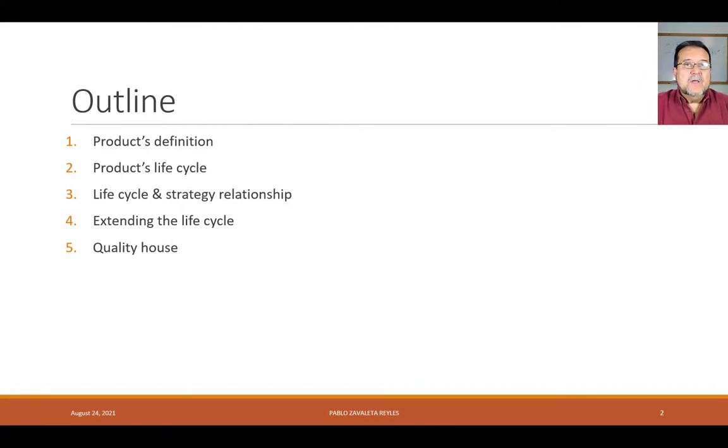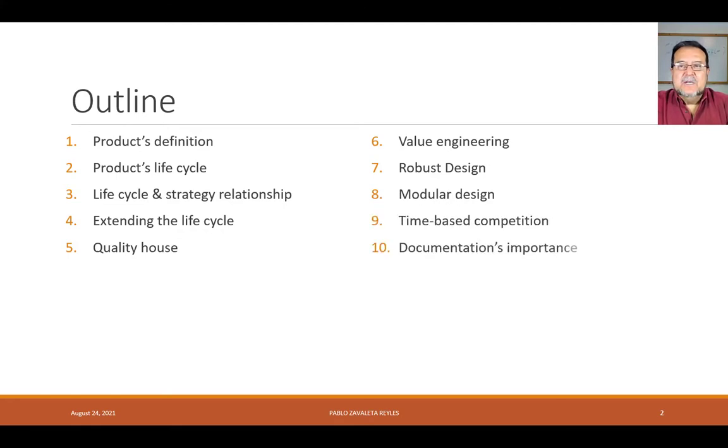We will continue with value engineering, robust design, modular design, time-based competition, the importance of the documentation, and finally, the moment of truth, that pivotal moment in time when the relationship with the client is put to test.